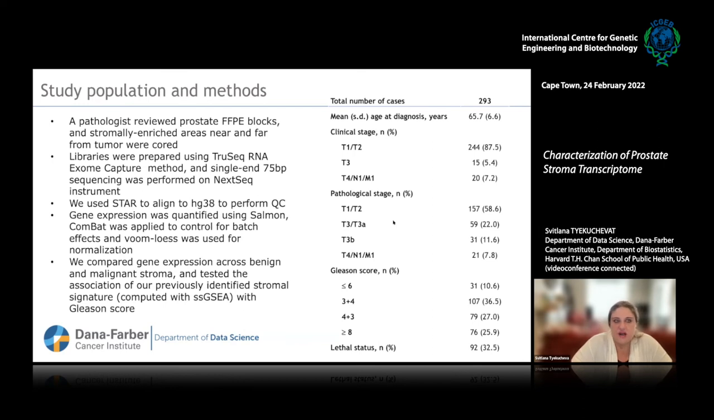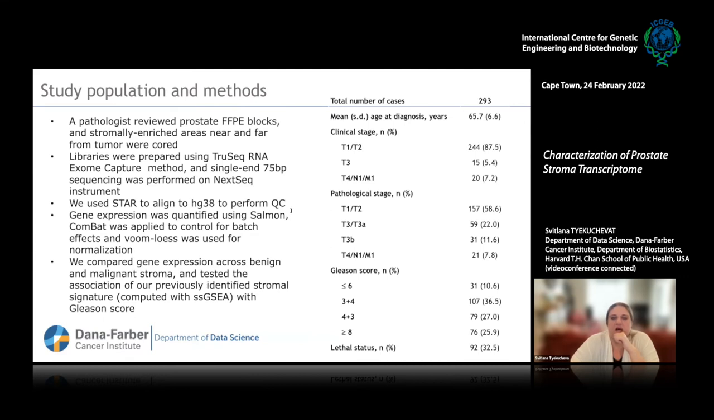We used the TruSeq RNA Exome capture method, which works reasonably well with FFPE tissues. Since it targets only exonic regions, we don't have the issue of wasting too many reads on intergenic and intronic regions, which usually happens with FFPE tissues. We used the STAR algorithm to align to hg38 to perform QC, but for analysis, we actually use gene expression quantification with the Salmon method.